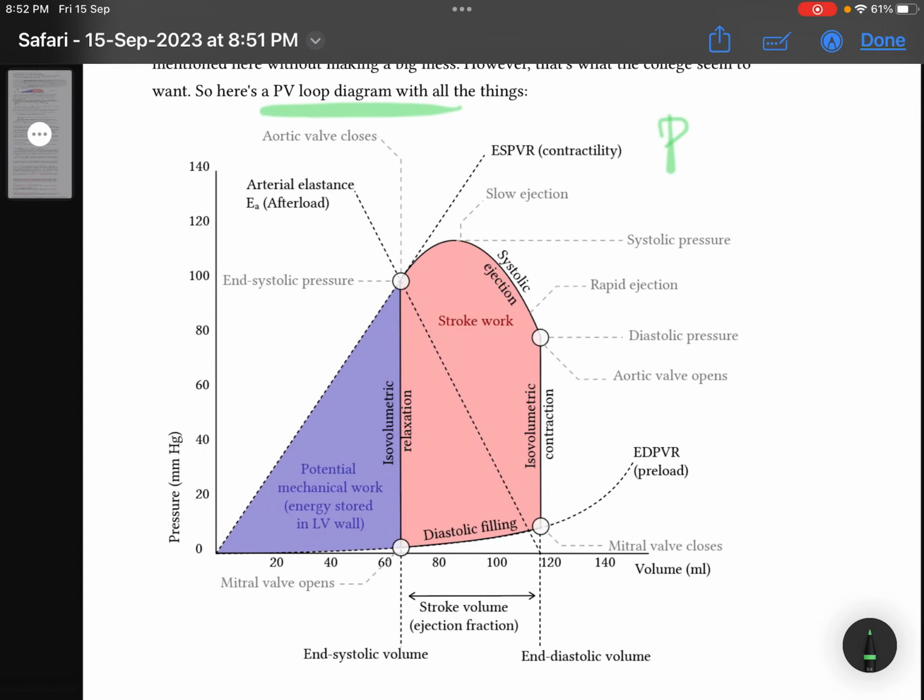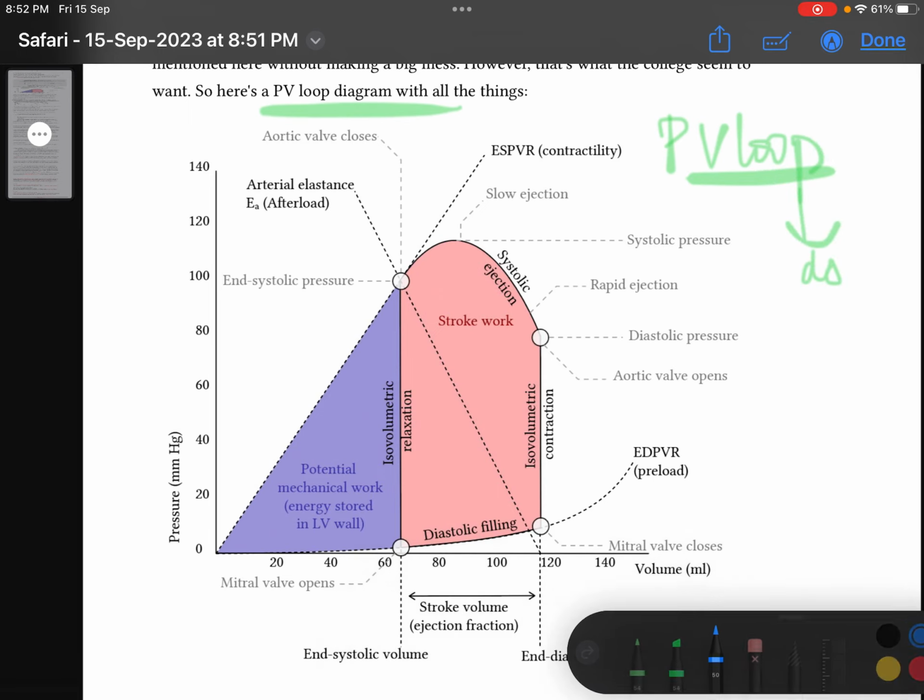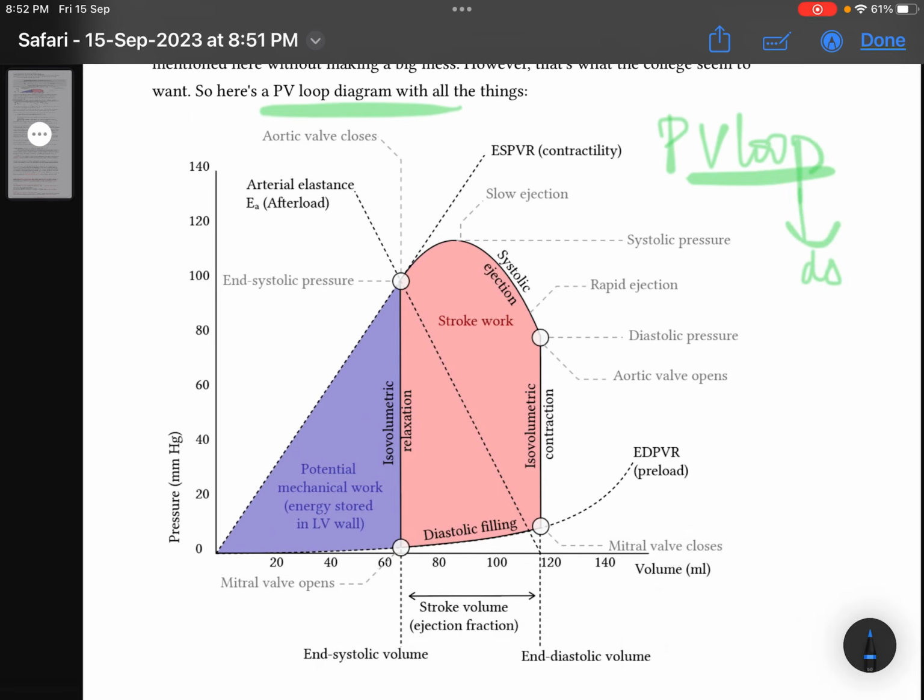Let us look at the PV loop and what is associated with it. Now we have the initial starting point, where the MV is open. It will pump out the blood. Then the MV closes.